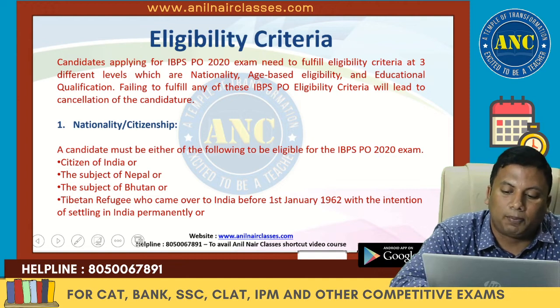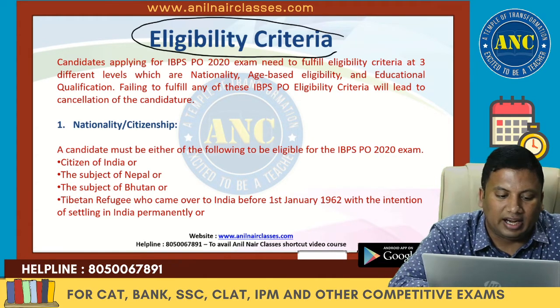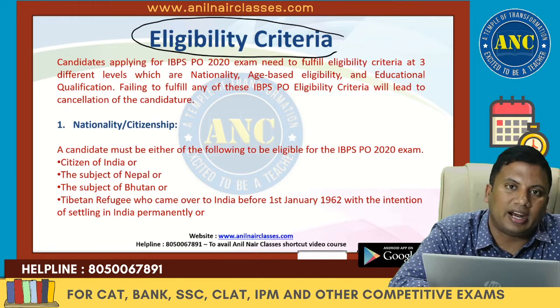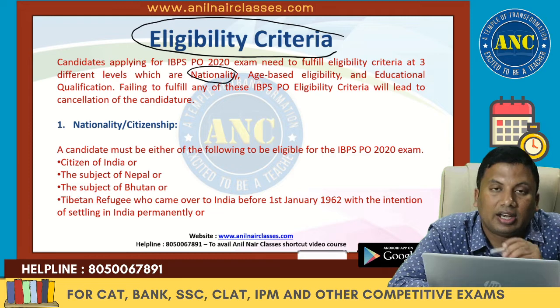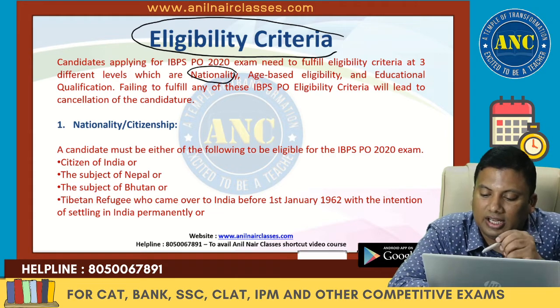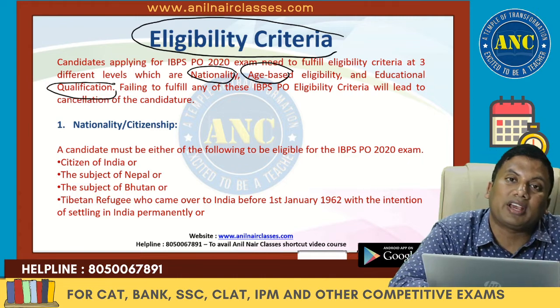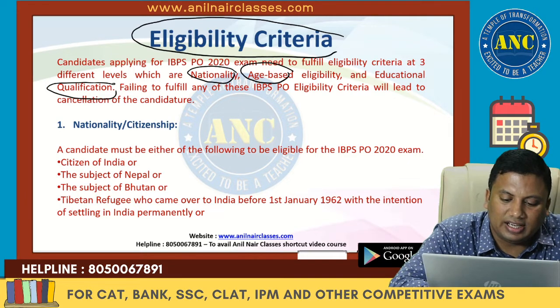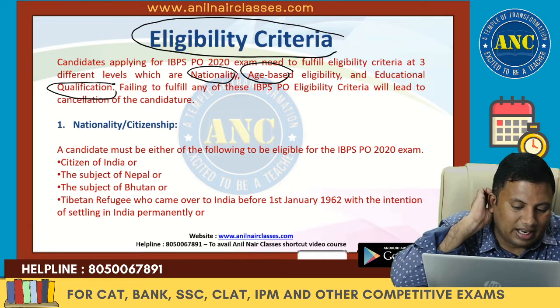Now, another important thing. In this slide, we will talk about the eligibility criteria. We divided these eligibility criteria into 3 types: nationality-based eligibility, age-based eligibility, and education qualification-based eligibility. Let us discuss all these eligibility criteria.